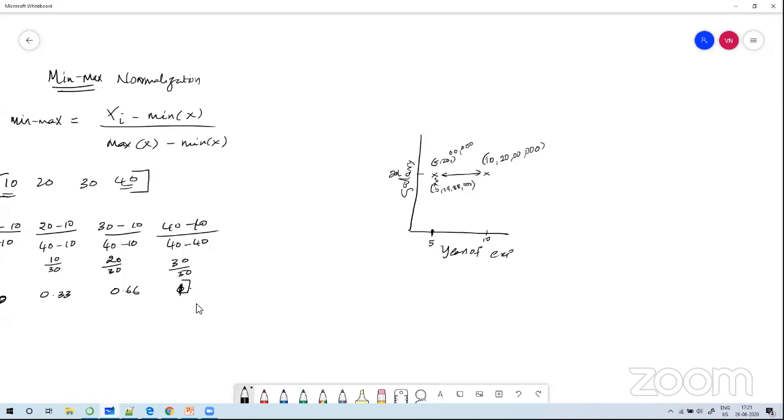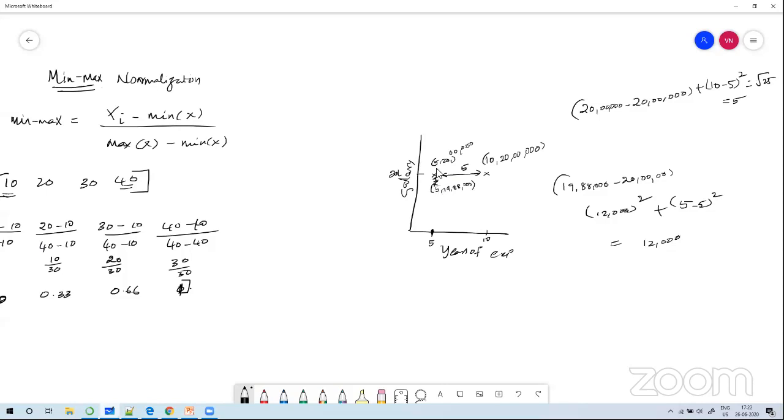Okay, but let's compute it. Now, for this observation, this is 20 lakhs minus 20 lakhs, which is 0, plus the difference between years of experience, 10 minus 5 whole square, which is going to be root over 25, 5. So the distance here in this case is 5. Let us look at this distance. This distance is 19 lakhs 88,000 minus 20 lakhs, which is roughly around 12,000 square, plus years of experience is the same, 5 minus 5 whole square. So this is 12,000.